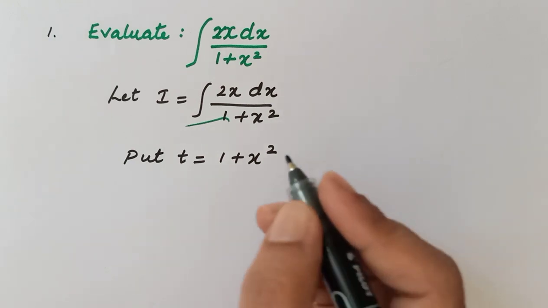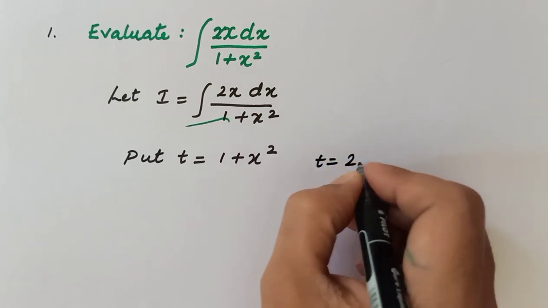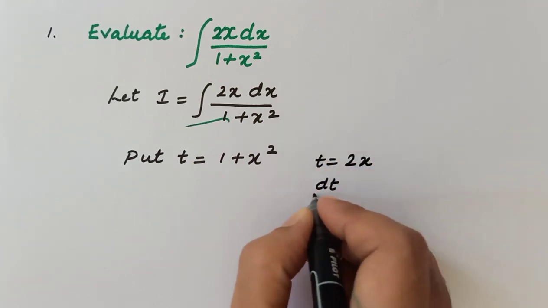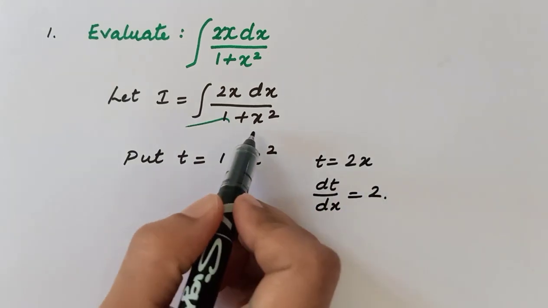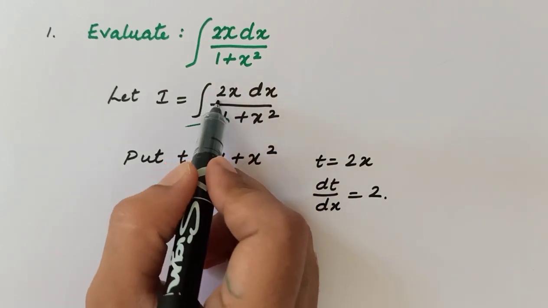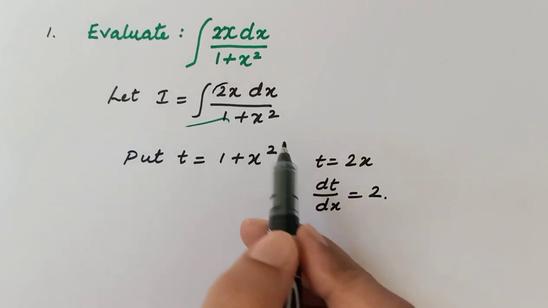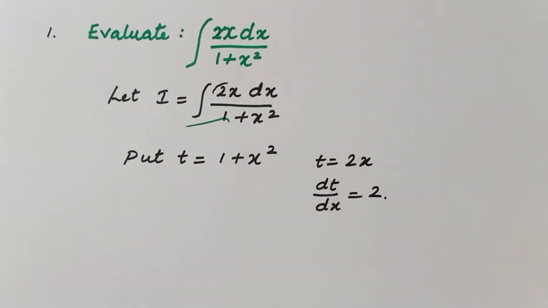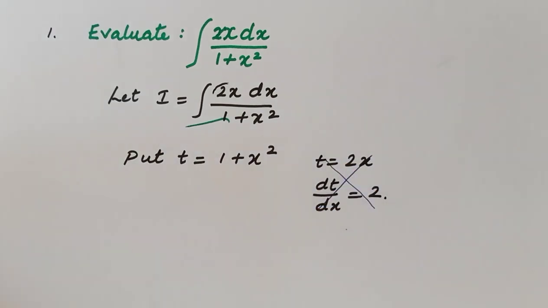If I take t is equal to 2x, then dt by dx will be equal to 2. Is 2 present here? No, 2 is not present. If I substitute this value, t, will I get 2 anywhere here? There is no 2, so it's of no use. So we'll have to make the proper substitution. So don't go for this substitution.